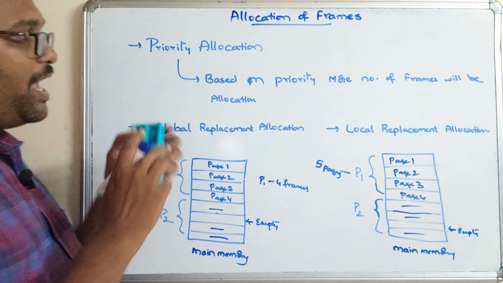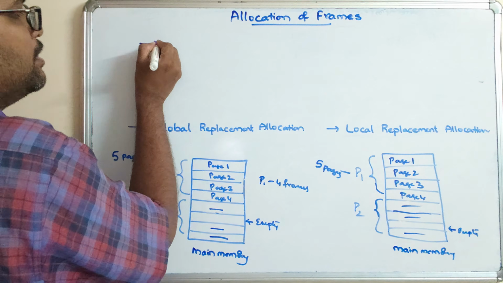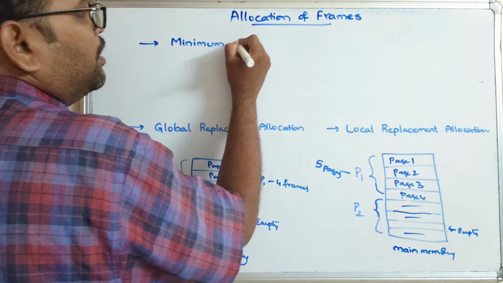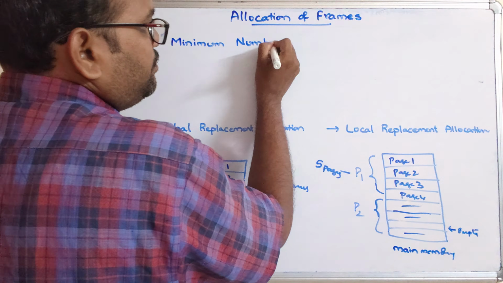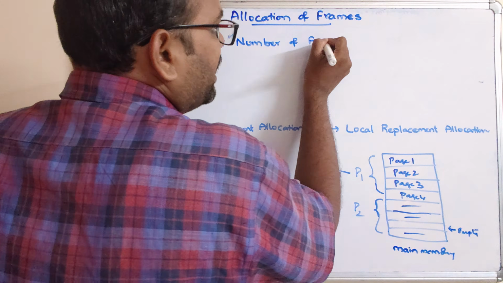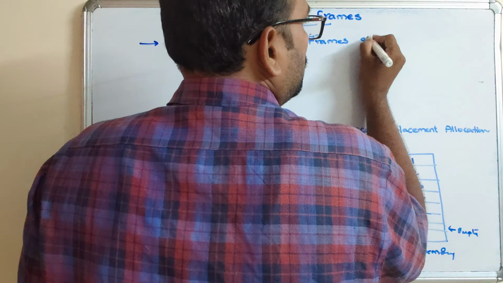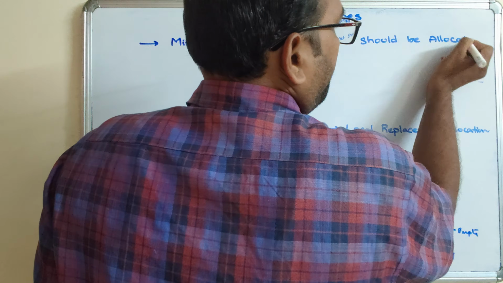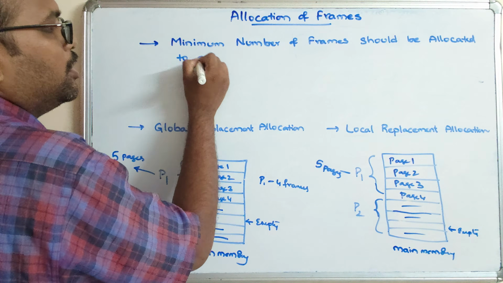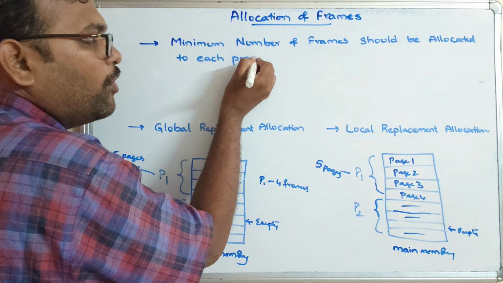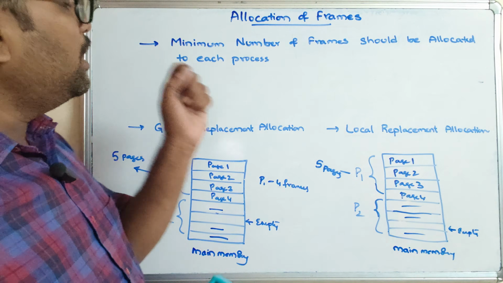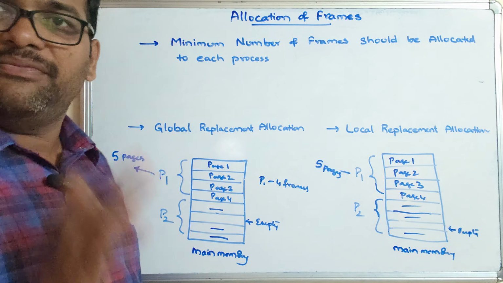And there are 3 points we have to remember in this allocation of frames. First, a minimum number of frames should be allocated to each process. We should not leave a process without allocating frames. We have to allocate a minimum number of frames for each and every process.